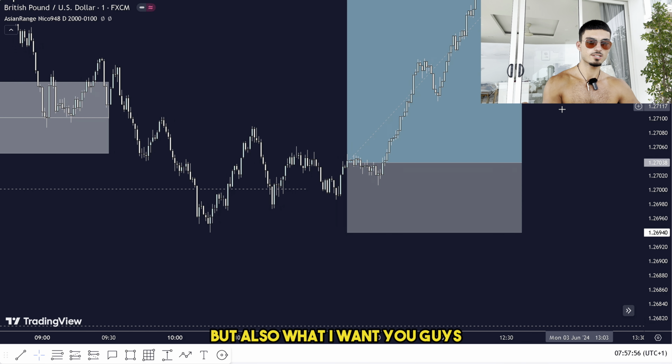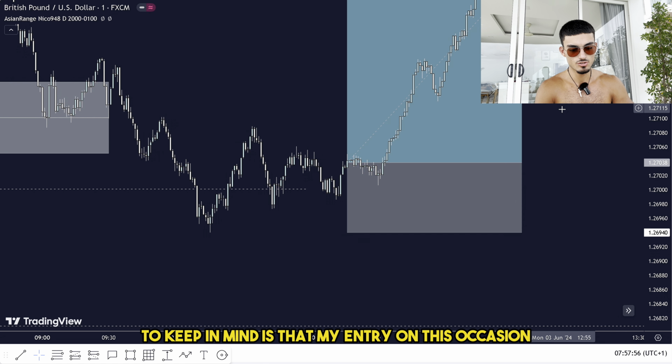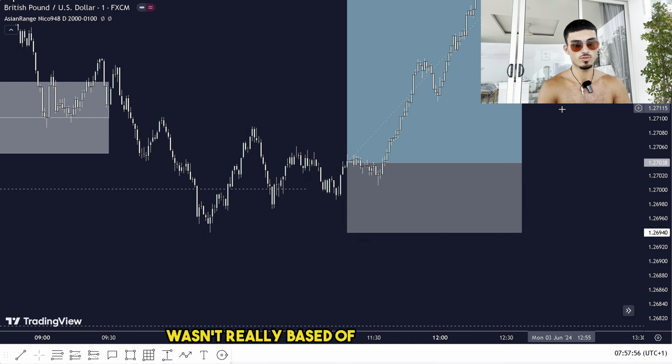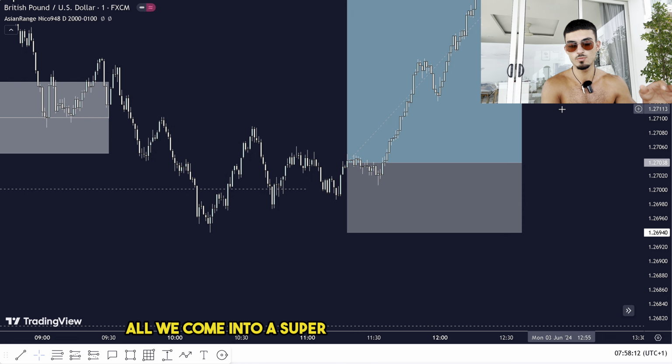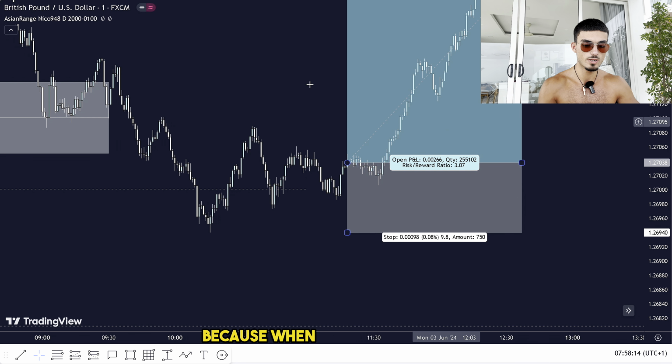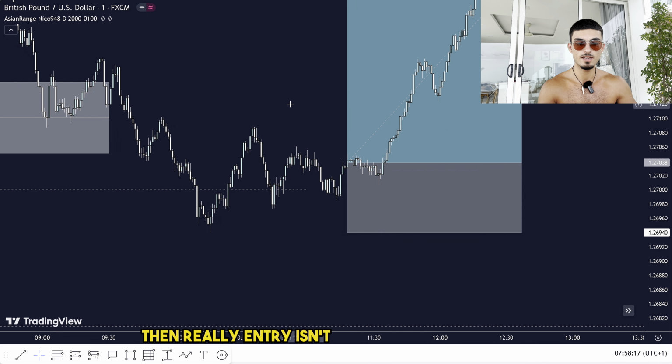But also what I want you to keep in mind is that my entry on this occasion wasn't really based off the 1 minute lows. I don't like to use the 1 minute lows, and I don't like to focus on it too much, okay? I like to focus on the higher time frames, the 15-minute, and I want to make sure that, like I said, we take out a lot of liquidity or we come into a super strong level of demand or supply, because when that happens, guys, then really entry isn't the hardest thing to get.